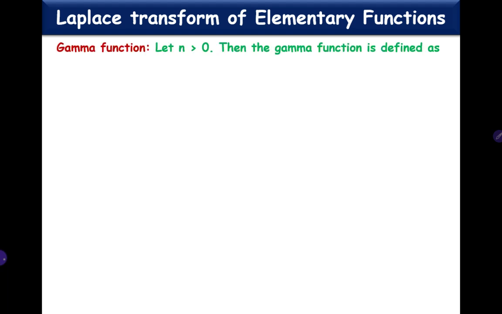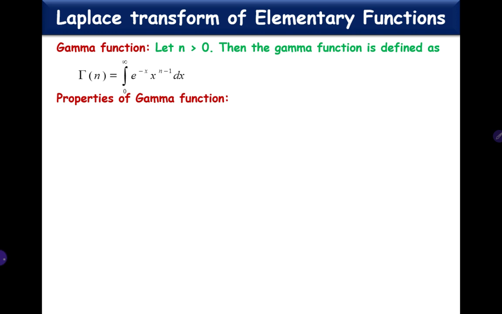Before that, we'll define the gamma function. Let n be a positive number. Then the gamma function is defined as gamma of n is equal to integral 0 to infinity e power minus x into x power n minus 1 dx.